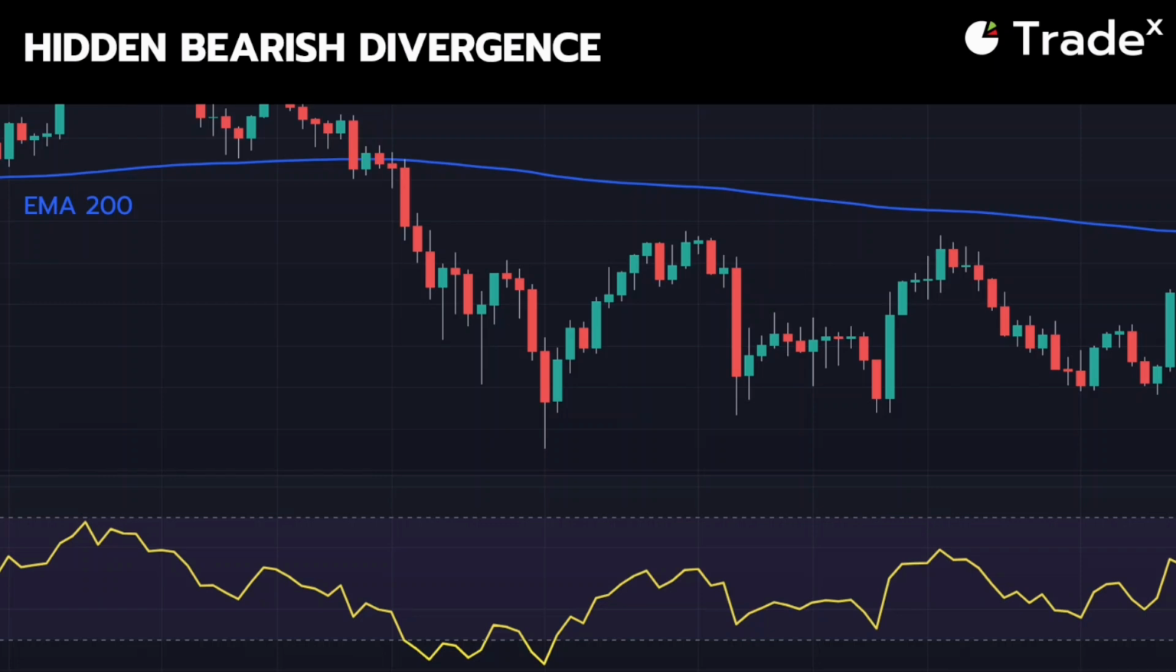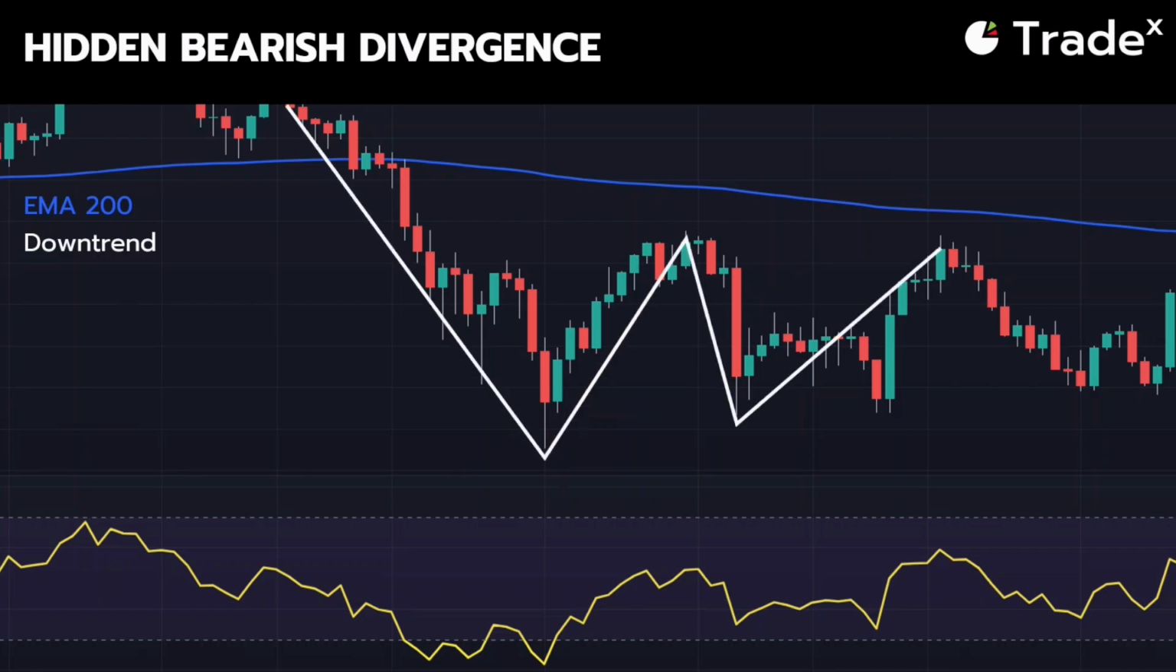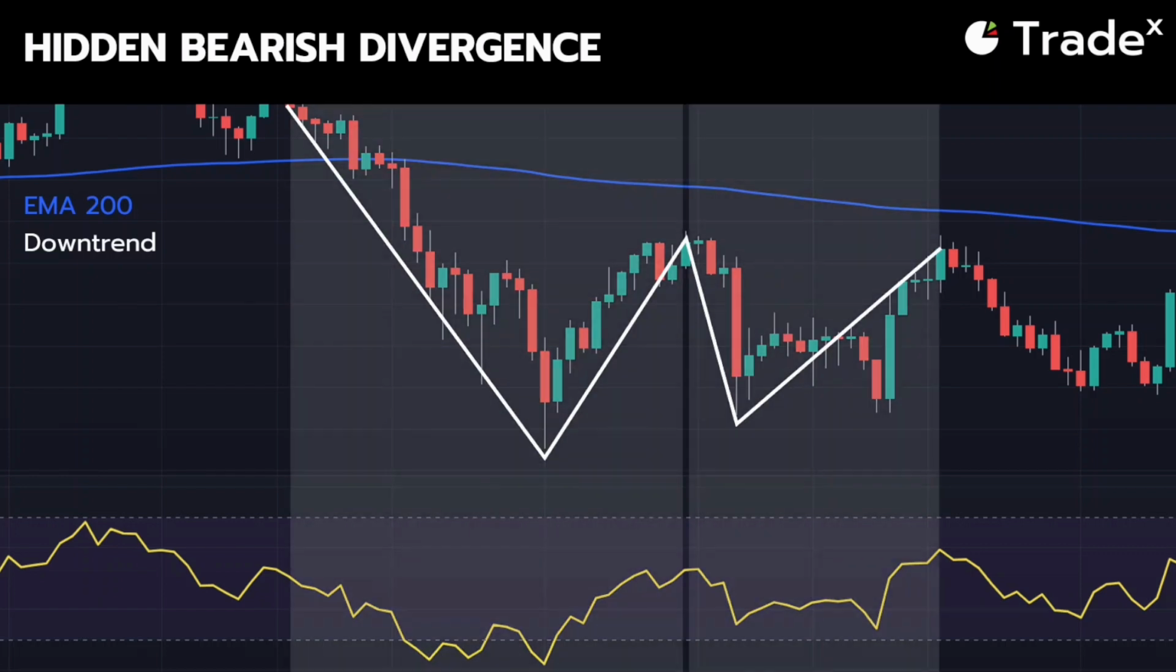First, we apply a 200-period exponential moving average to confirm the market is in a downtrend. As shown in the graph, the price is trading below the moving average, indicating a bearish market environment. The price drops sharply at first, followed by a pullback and a slowdown. We can split the chart into two sections. The first section highlights a sharp increase in downward momentum from the steep price drop, while the second section shows a loss of momentum as the price struggles to decline further.